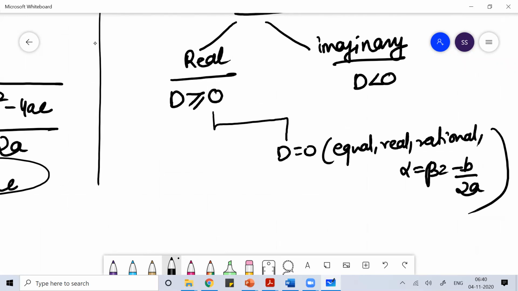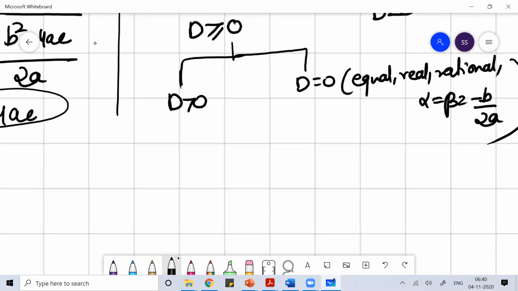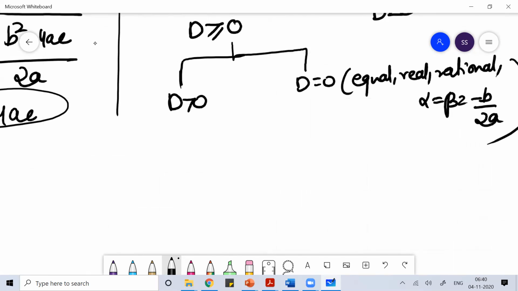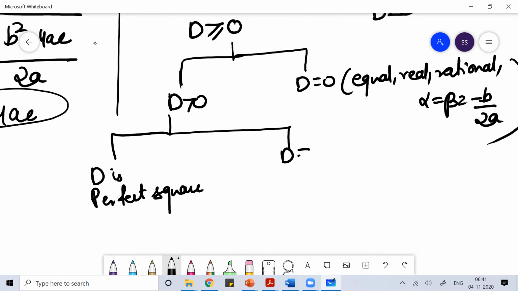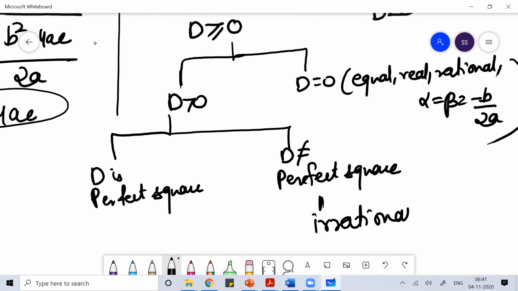While if your D is greater than 0, your roots are real. It can be two cases: D is a perfect square, or D is not a perfect square. If D is not a perfect square, then your roots are irrational.